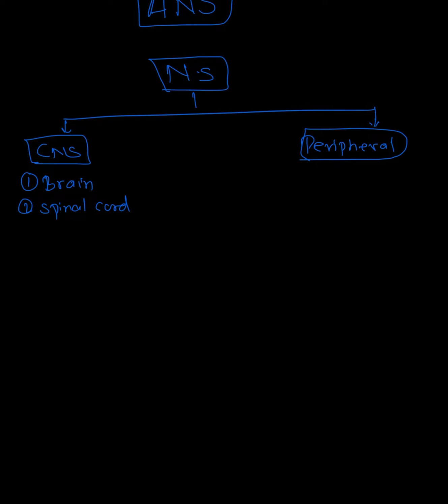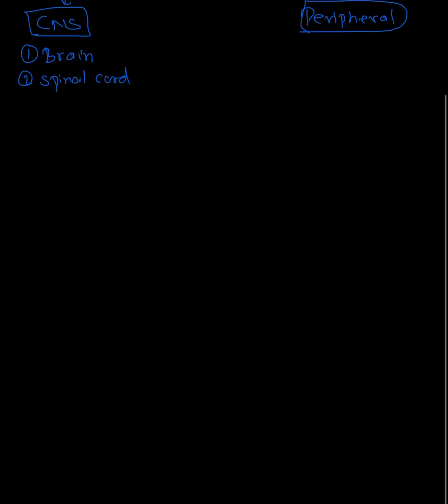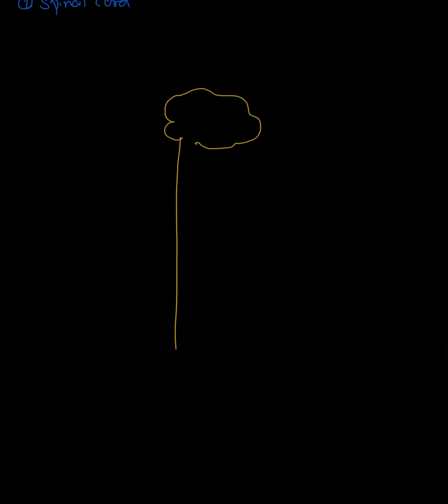Peripheral nervous system has two types of nerves. So first of all, we will define it. This is the brain and this is the spinal cord. These both constitute the central nervous system. So this is CNS.